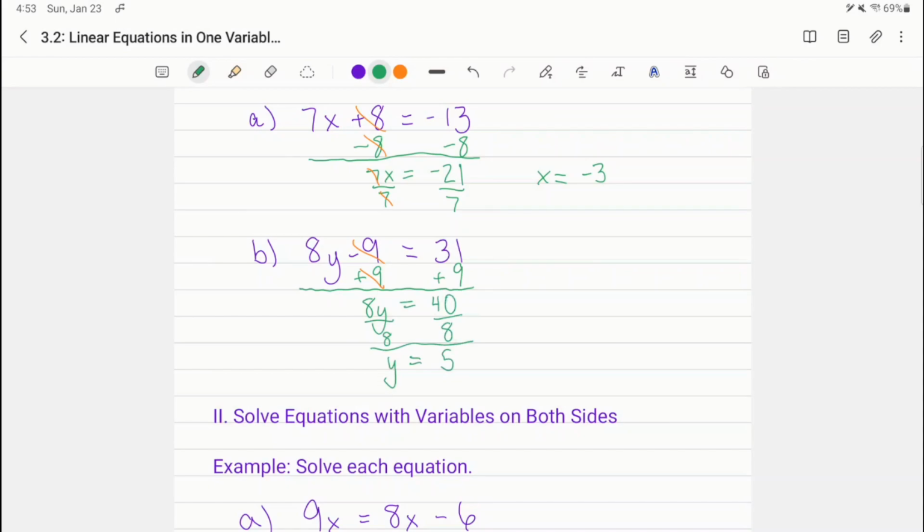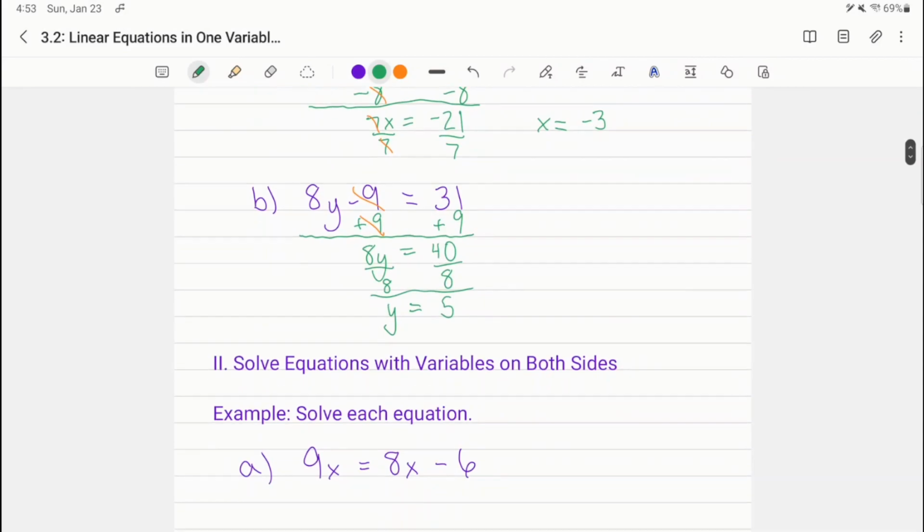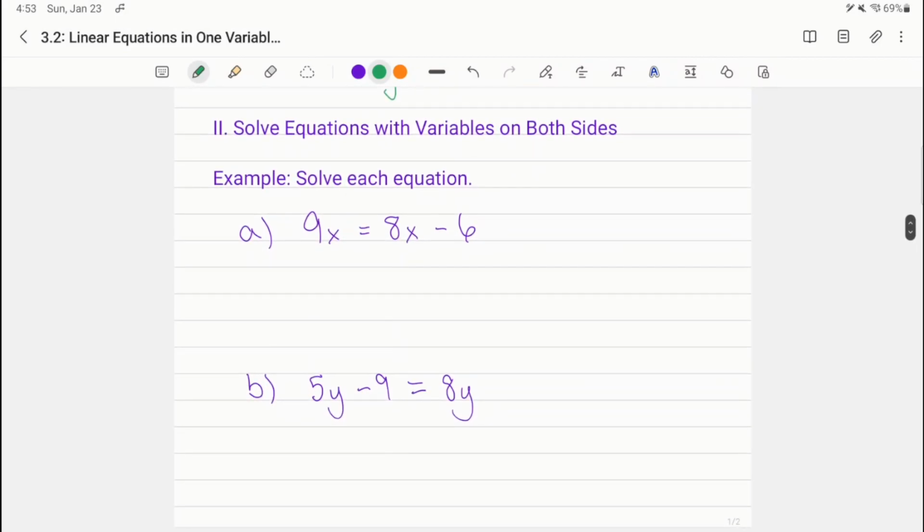Now, what if you don't have constants on both sides, but you have variables on both sides? That's the next section of these notes. Solve equations with variables on both sides. So we have 9x equals 8x minus 6. Now here, what you really want to do is get the variables on the same side of the equation. So either I'm going to cancel out this 9x, or I'm going to cancel out the 8x. You will get used to it: you want to cancel out the one that's on the same side as the constant. So since 8x is on the same side as the negative 6, that's the one I want to cancel out.